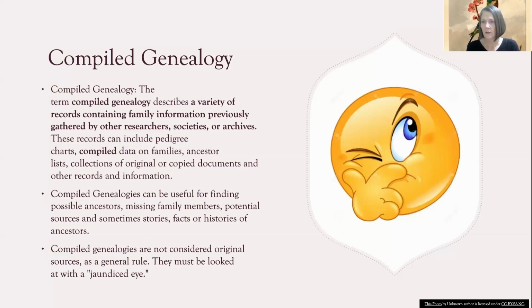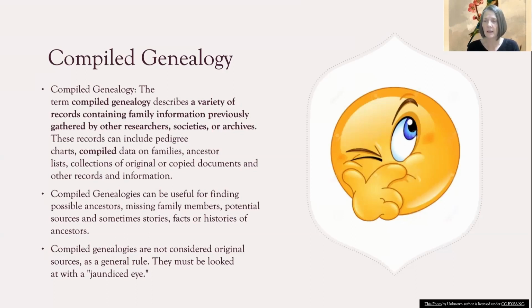So they can include a lot of different kinds of records: pedigree charts, compiled data of families, ancestor lists, collections of documents that have been copied or collected from, say, family Bibles, and lots of other types of records. The difference between them and an original source is that a compiled genealogy a lot of times does not have any original sources attached. Now, that's not always true, but many times you'll find that they really don't do very good work with their original sources.